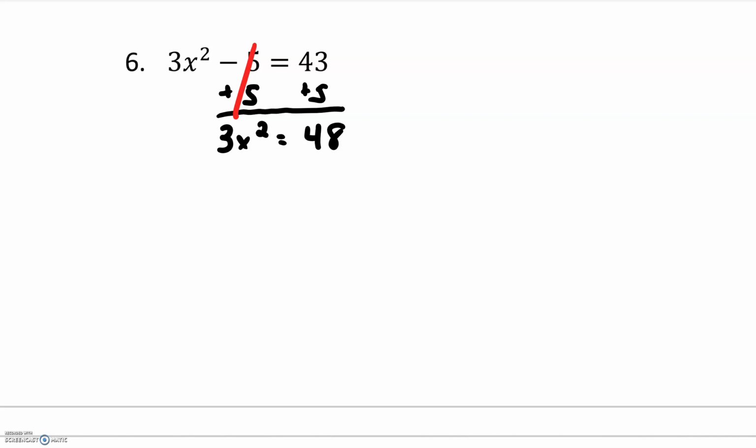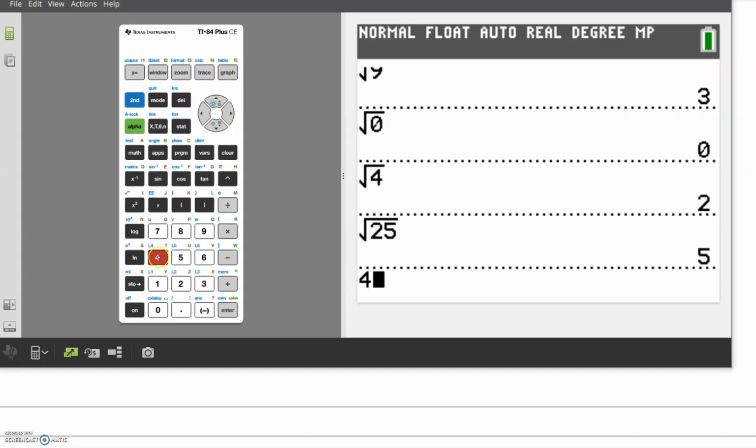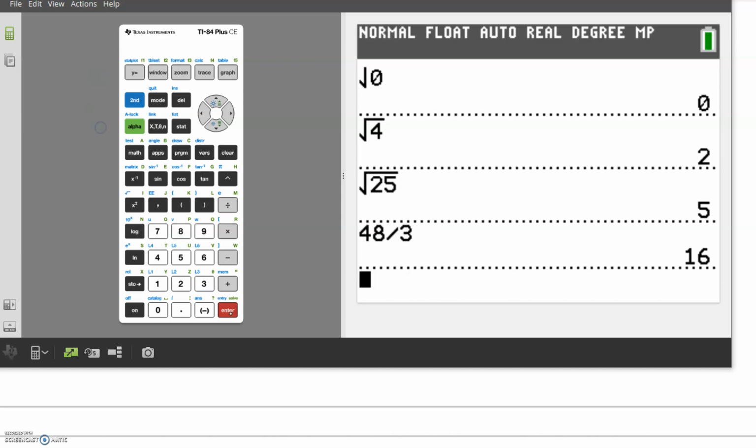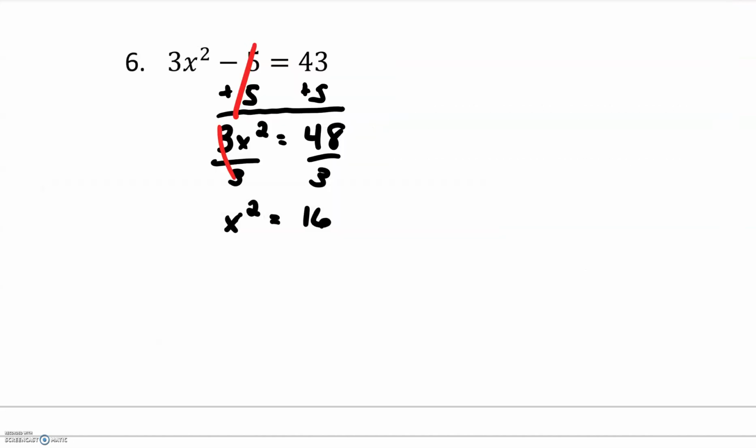Now, I don't quite have something squared by itself yet because there's still a 3 over here. That 3 is being multiplied, so I'm going to divide both sides by 3. This divide by 3 cancels the multiply by 3 on the left, and I'm left with x squared. 48 divided by 3 is 16. Let me check my arithmetic. I'm pretty sure. 48 divided by 3 is in fact 16.